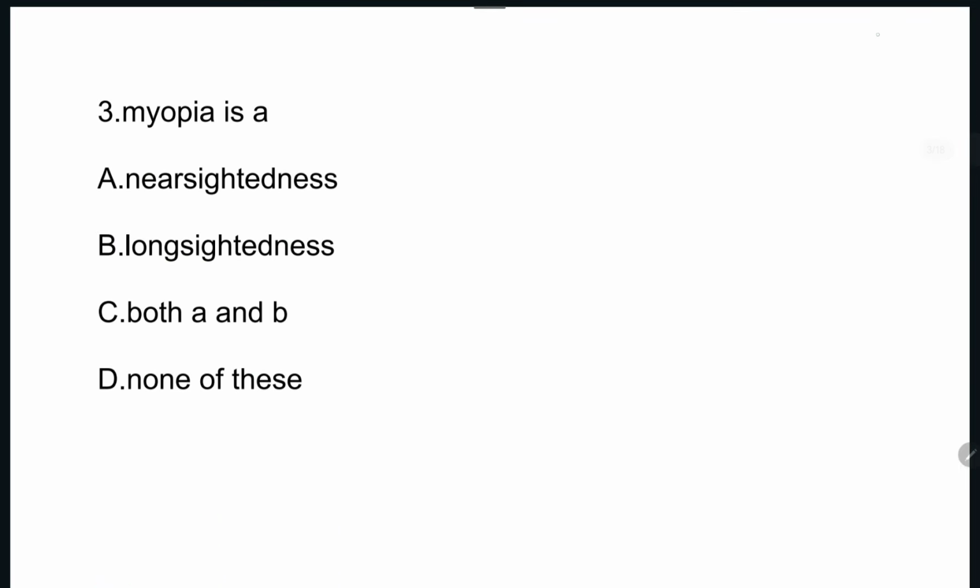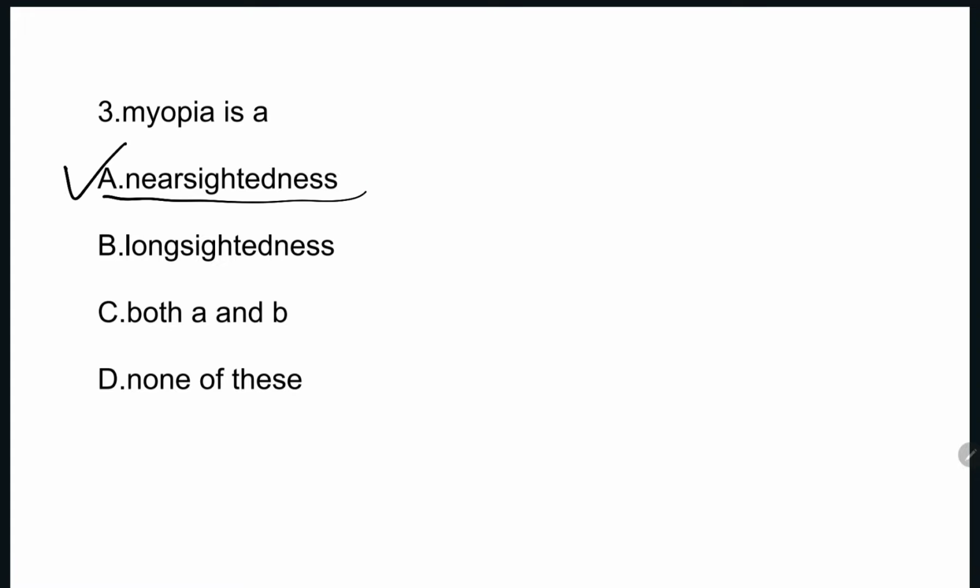The next one is myopia. Option A, nearsightedness, option B, long-sightedness, option C, both A and B, option D, none of the above. The right one is option A. Option A is nearsightedness.